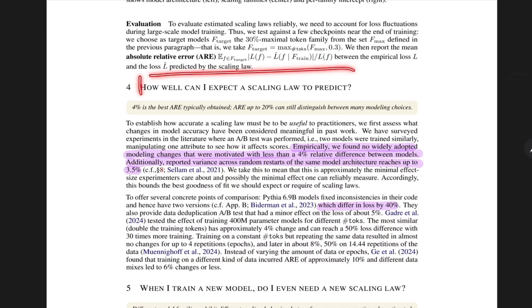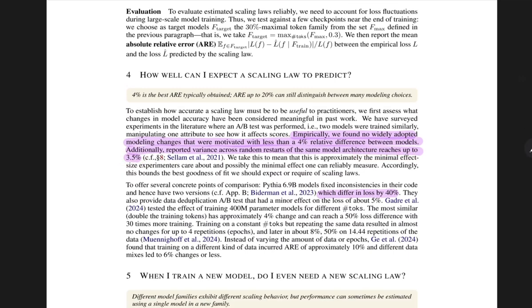Now, how well can I expect a scaling law to predict? The first question, right? The first thing that we are going to talk about. From the practice and the training and the experiments that they have done, they are saying empirically we found no widely adopted modeling changes that were motivated with less than a 4% relative difference between models. Additionally, reported variance across random restarts of the model architecture reaches up to 3.5%. It's sort of surprising, but yeah, at the back of the mind, maybe we somehow knew this.